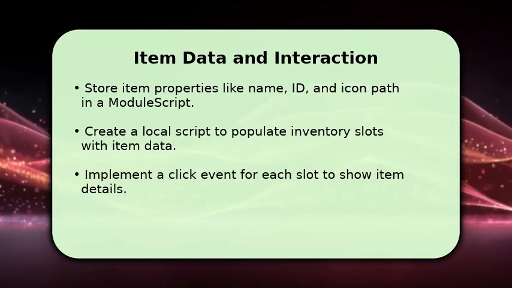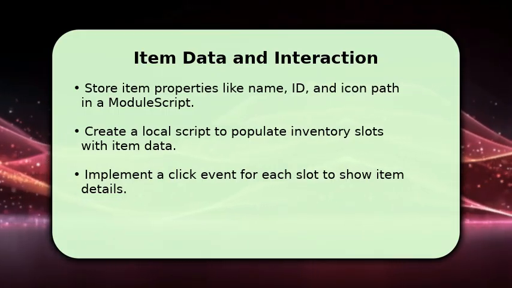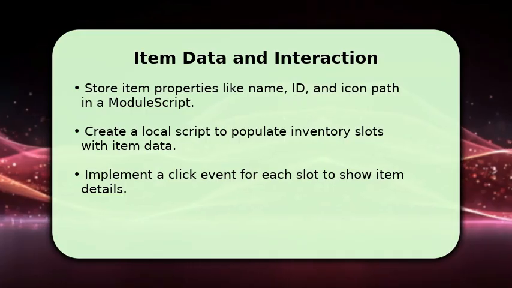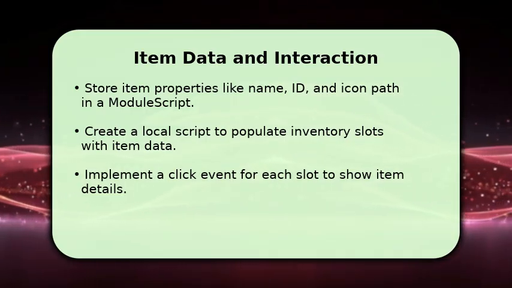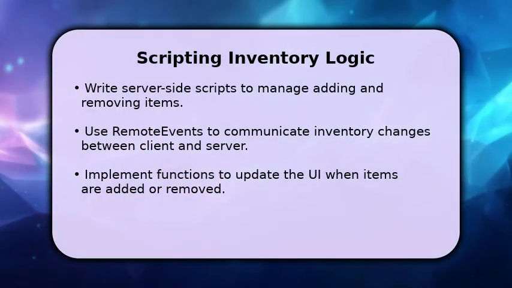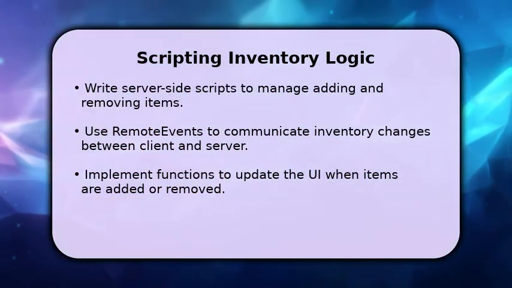Implement a click event for each slot. When clicked, it should display detailed information about that item, like its description and usage options, in a separate detail panel. Finally, we'll script the core inventory logic.